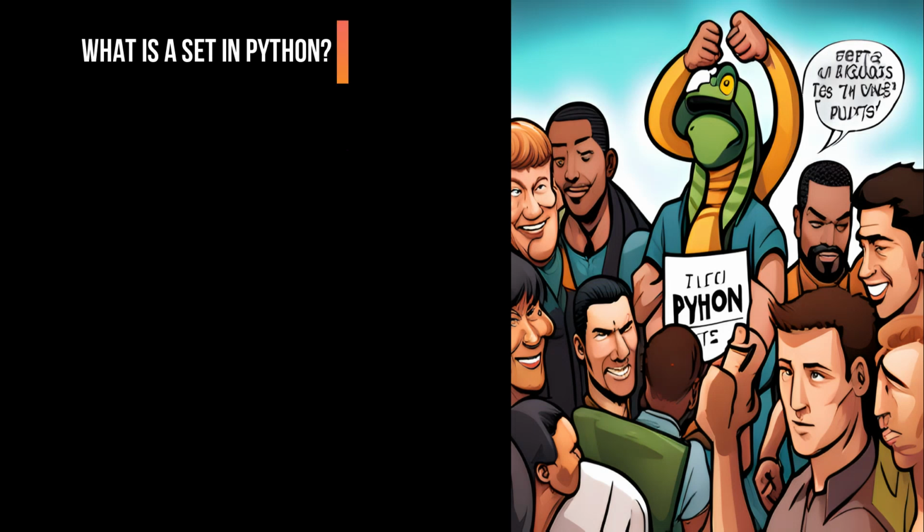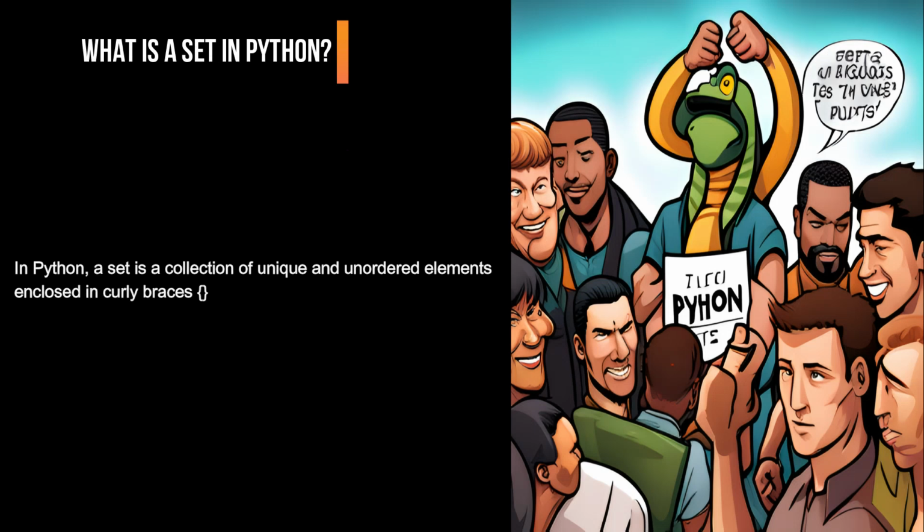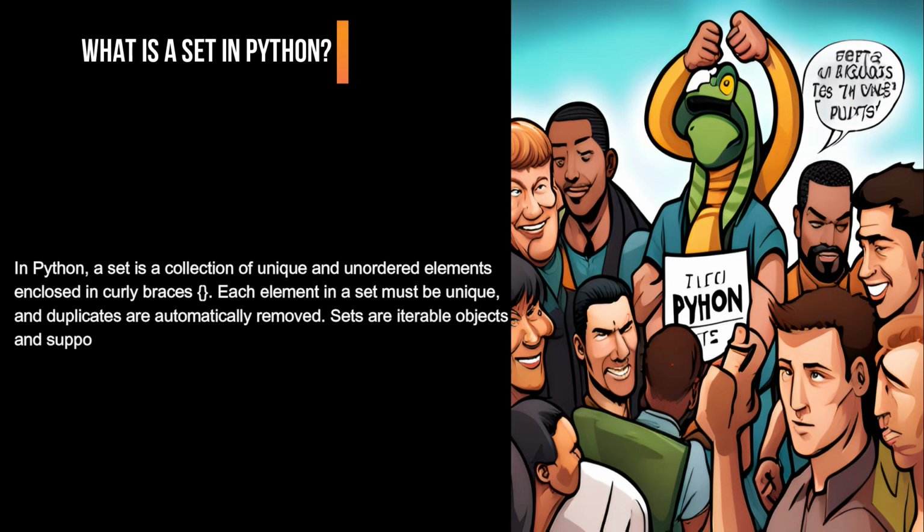What is a set in Python? In Python, a set is a collection of unique and unordered elements enclosed in curly braces. Each element in a set must be unique, and duplicates are automatically removed. Sets are iterable objects and support operations such as union, intersection, and difference.